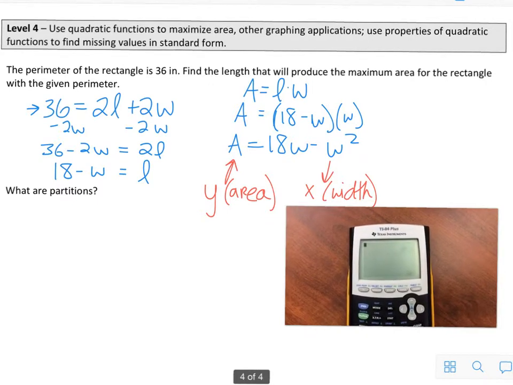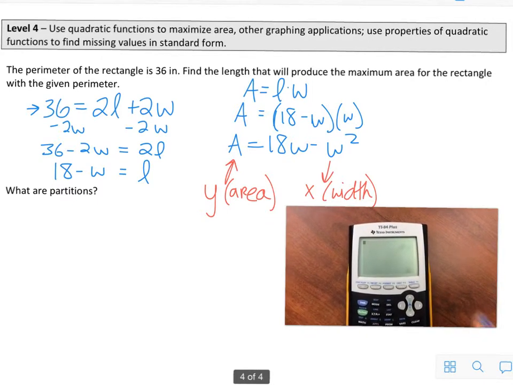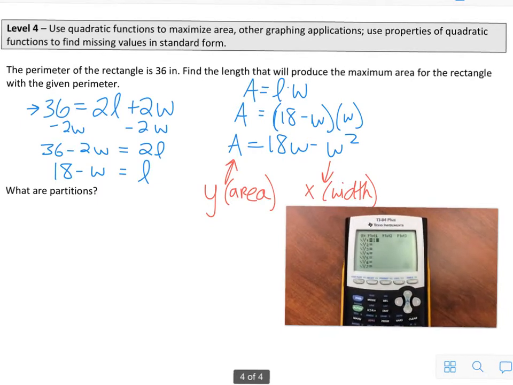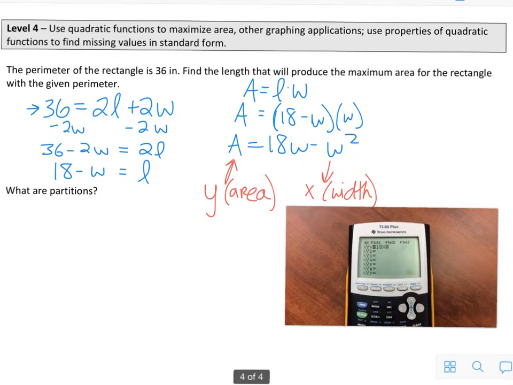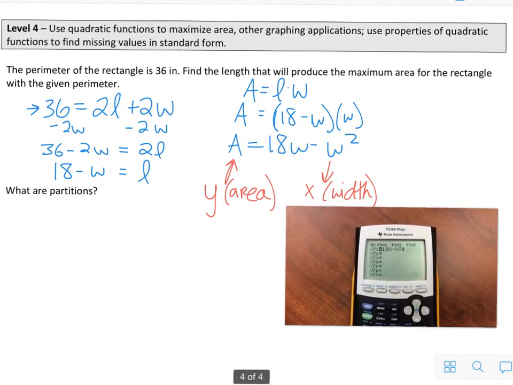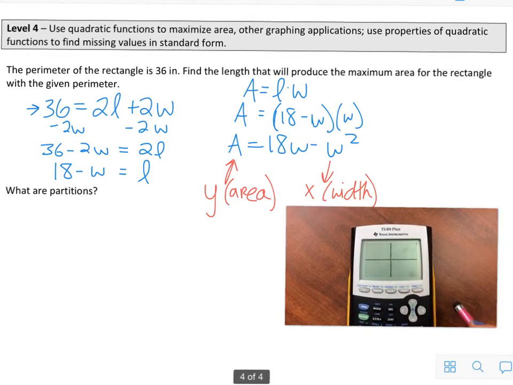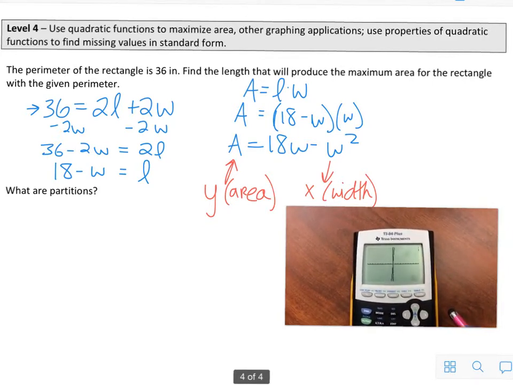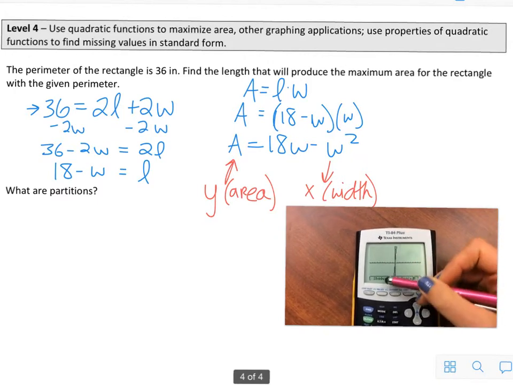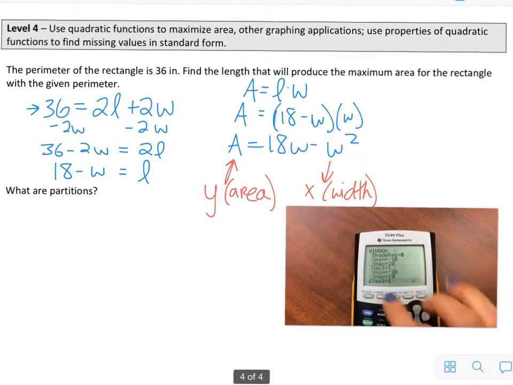So once we have our equation for area, we can plug it into our Y equals. So we're going to plug in 18, using X instead of W, just because that's our input on the calculator, minus X squared. And we're going to graph it. Now we see that we can only see a little part of it, and we know it's going to end up being a parabola, a quadratic. So we're going to have to adjust our window.